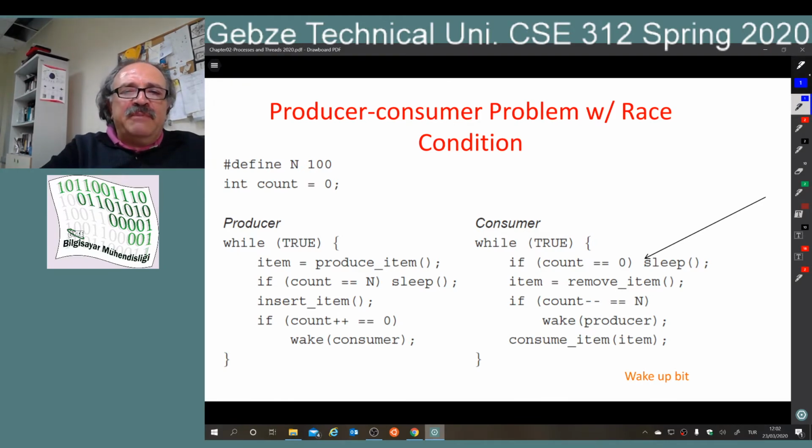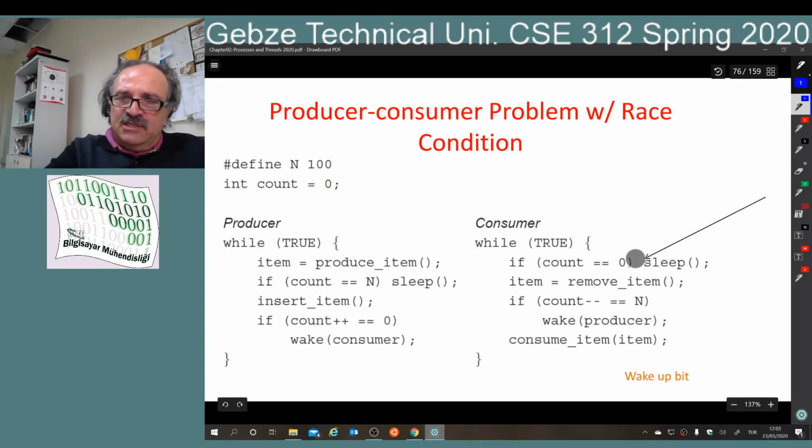When the context switch happened again, I come to this one that says I'm going to sleep, and the operating system says, okay, you go to sleep. So this one starts sleeping, and the producer thinks that it sent a wake up signal to the other process. So at the end, this one is sleeping, and the other is never going to wake it up. So there is a race condition. If the interrupt happens here, there is a problem. The same problem here too.